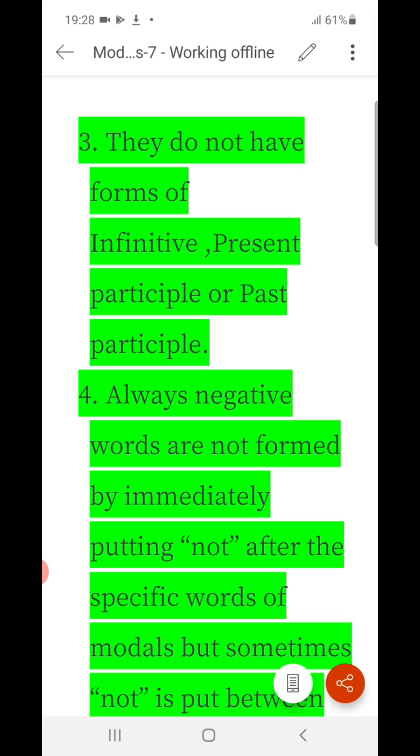Number 3, they do not have forms of infinitive, present participle, or past participle. So, they are not applied in any participle form, or to infinitive. Suppose to plus base form of the verb, to go, to reach, and many more.